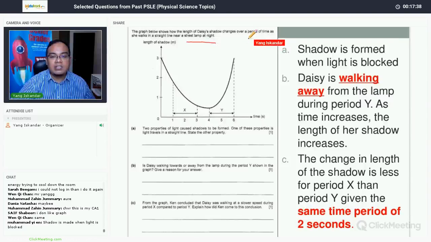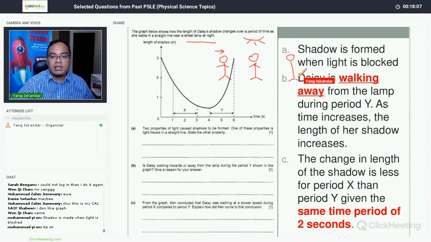Now let's draw to give you a better understanding. Let's say this is a street lamp, right? So you have Daisy here walking towards it, in this direction. And then underneath it, same person, Daisy. I know my drawing is not that good. And then you have her walking away, on the right side.